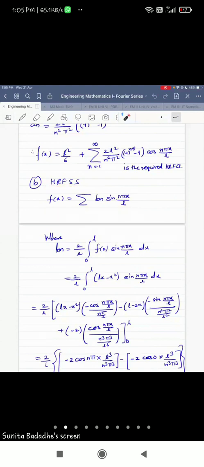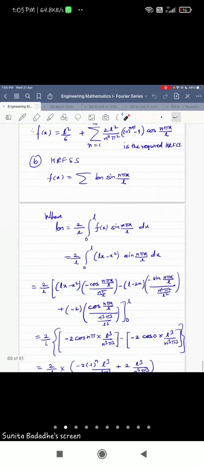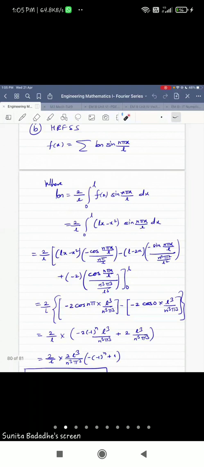Similarly, if it is asked to find the half range sine series, then the sine series formula is summation bn sin(n pi x by L). There you just have to substitute the bn. For that, the formula is 2 by L, integral 0 to L, f(x) sin(n pi x by L).